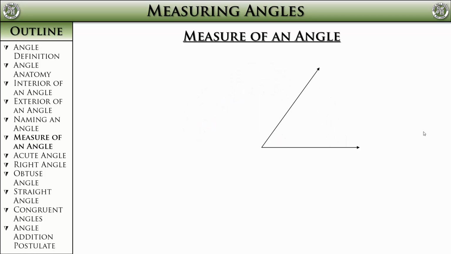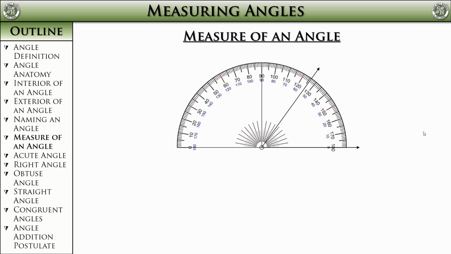If, instead, the angle is oriented this way, then we would want to use our counterclockwise number on the protractor. Make sure everything is lined up properly, and now we go counterclockwise, starting from this 0 and going this way until we find that the angle is 54 degrees.